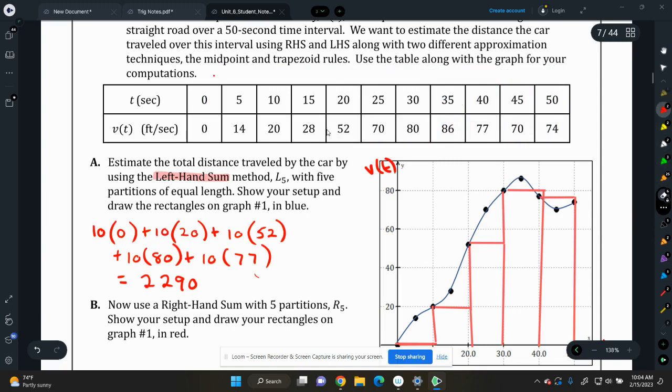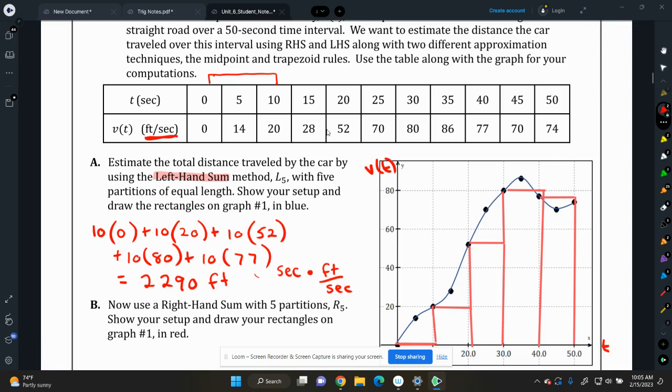Okay? If we look at this, we're taking the 10, right? The 10 comes from there, from the t value, which is seconds. So we're taking seconds and we're multiplying it by the height, which is the y value, which is feet per second. So what unit am I left with? Feet. We could reason that through because we know that when we integrate the velocity, we get distance, and distance is going to be in feet.